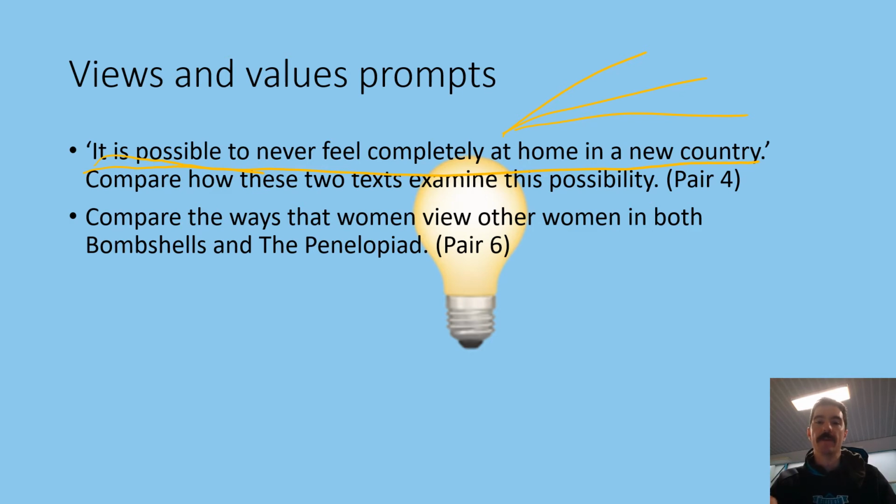It's not limiting you to one theme or one character or one key idea. It's saying, this prompt contains a whole different thing. The feeling of completely at home, so there's lots of modality to it. You could agree or disagree or say yes sometimes but never completely, or any variation on that. And then it just says how examine this possibility. So you're talking about the text, but it's very open air, and it's available for you to consider a whole bunch of different things. Second one, compare the ways that women view other women in both Bombshells and the Penelopiad.